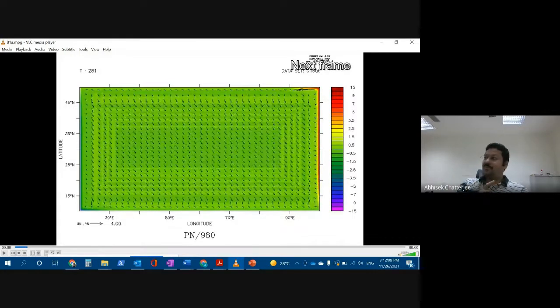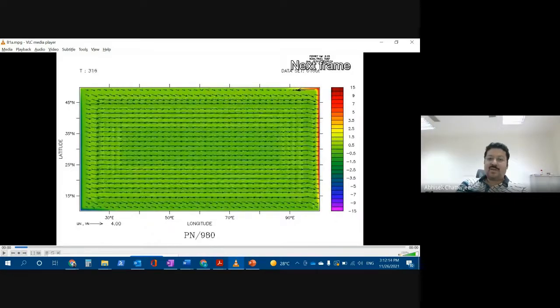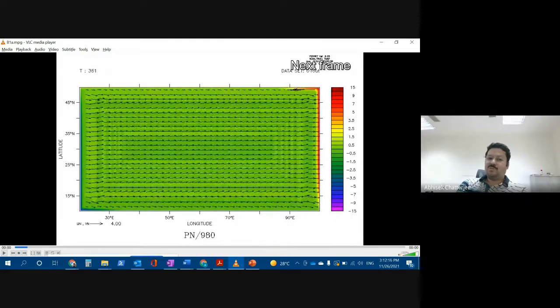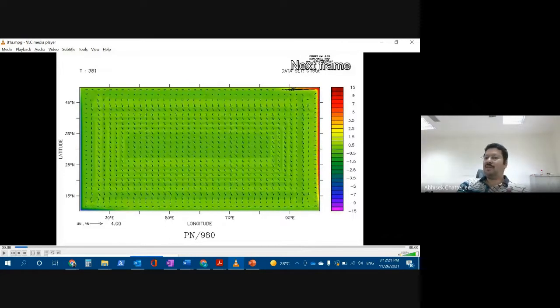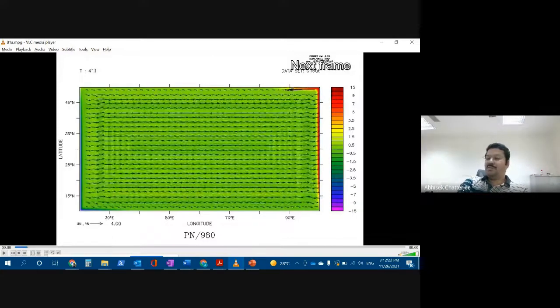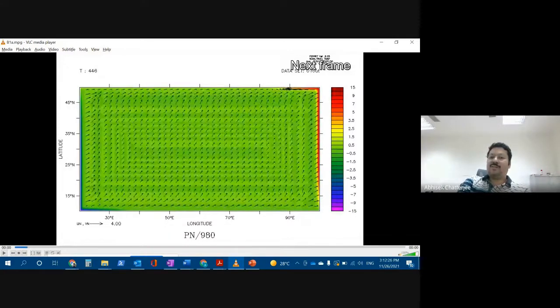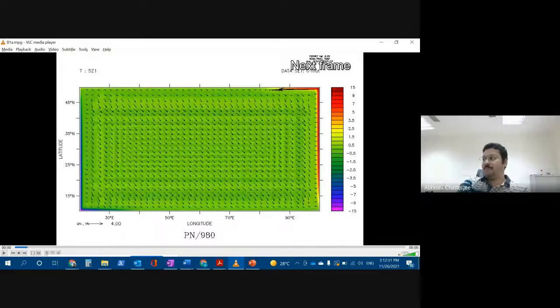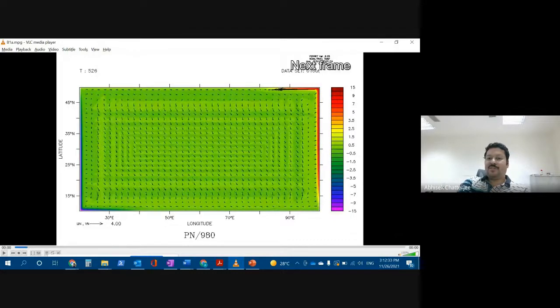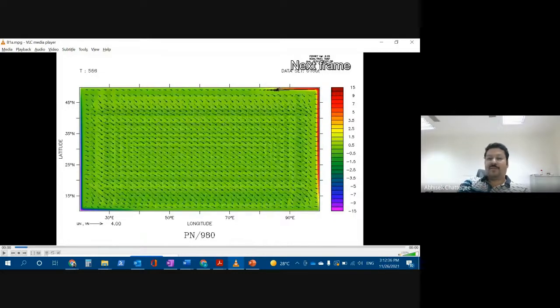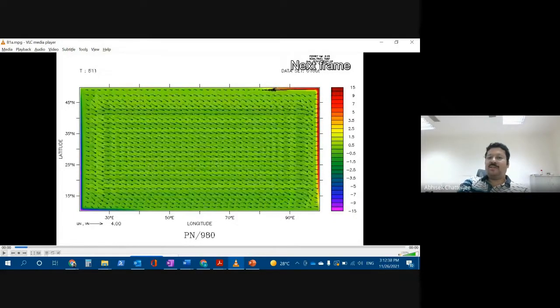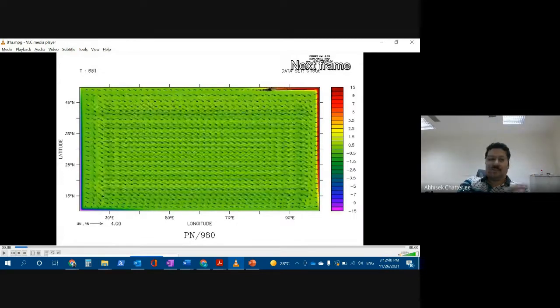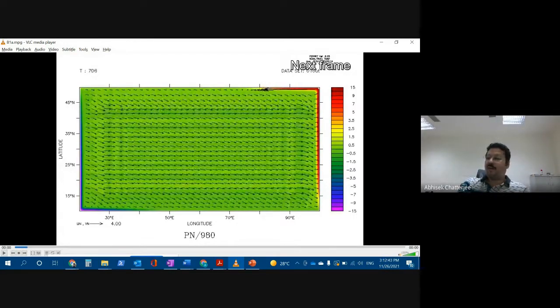What is our f? f is our angular velocity. Remember, all vectors are rotating at the same speed. So whether it is latitude 15 degrees north or 45 degrees north, they are rotating at the same speed. If f is the angular velocity, then the period is 2 pi by f. So my period is the same for every latitude, and it is basically rotating in the very same fashion.